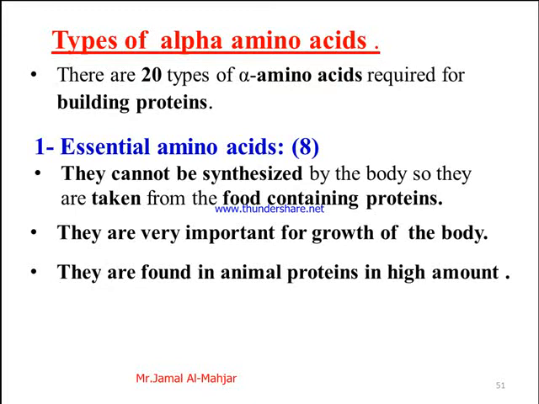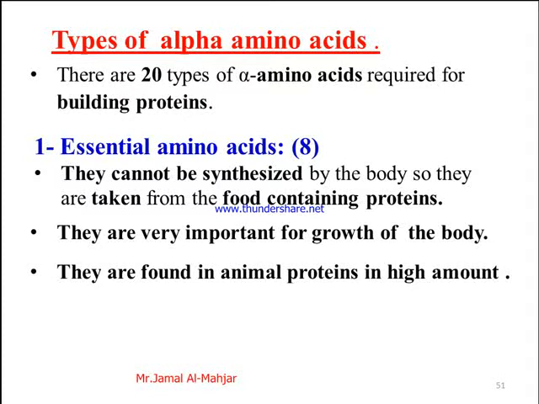In this case, why are they essential? Because your body cannot synthesize them. They cannot be synthesized by what? By the body. So your body cannot synthesize them. That's why they are essential. You have to take them from the food, because they are very important for your body.